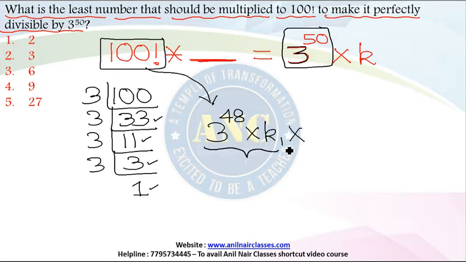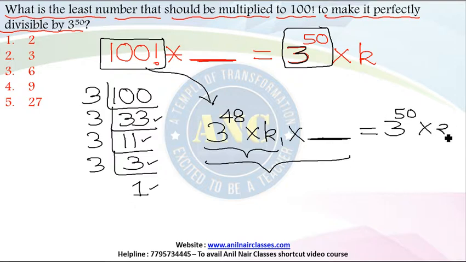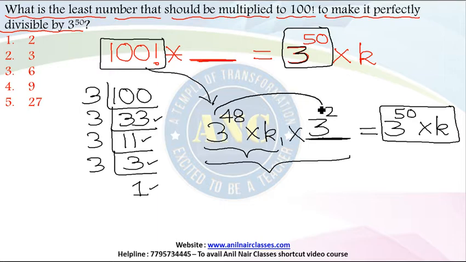This value should be multiplied by some least number so that this entire number will be a multiple of 3 power 50. 3 power 48 into which number will become a multiple of 3 power 50? 3 power 48 into 3 power 2, because 3 power 48 into 3 power 2 is nothing but 3 power 50, and this is a multiple of 3 power 50. That means I should multiply by which least number? I should multiply by 3 power 2, or I should multiply by 9. Answer for this question is 9.